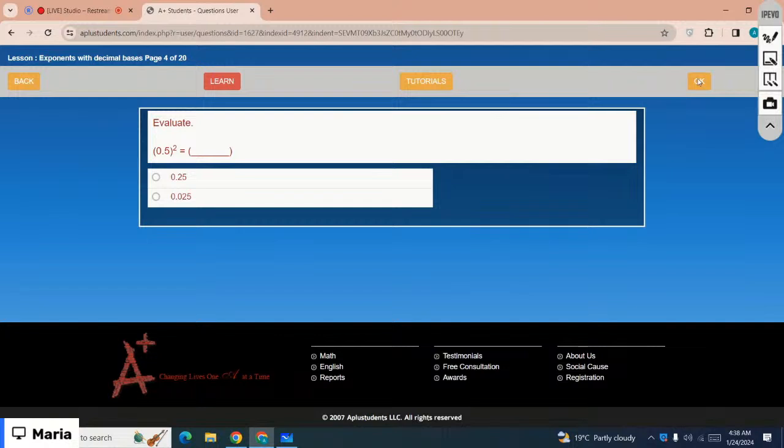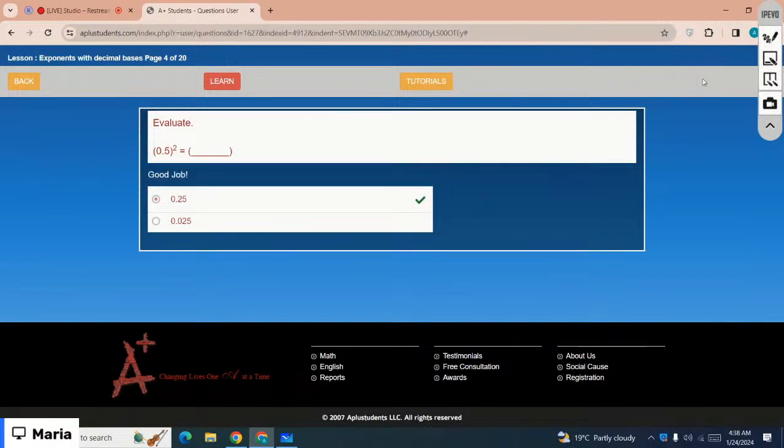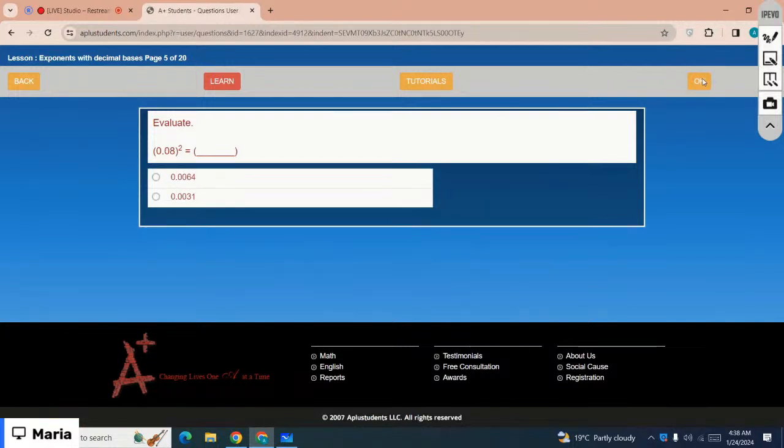Which option is the correct one? Yes, that is option number 1. 0.25 is the correct option. Got it? The next one is 0.08. You have to evaluate 0.08 square. So, which option is the correct one?